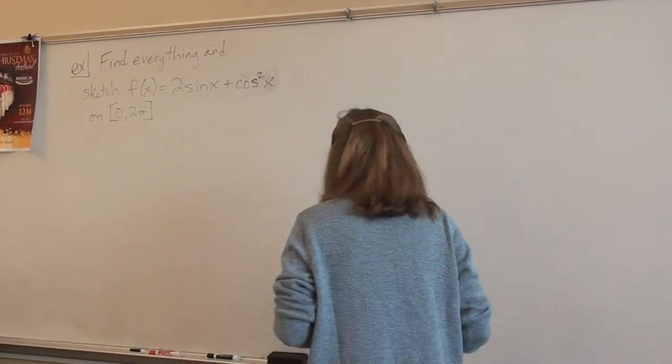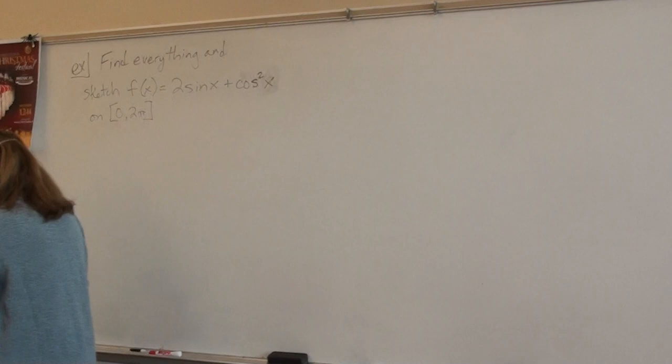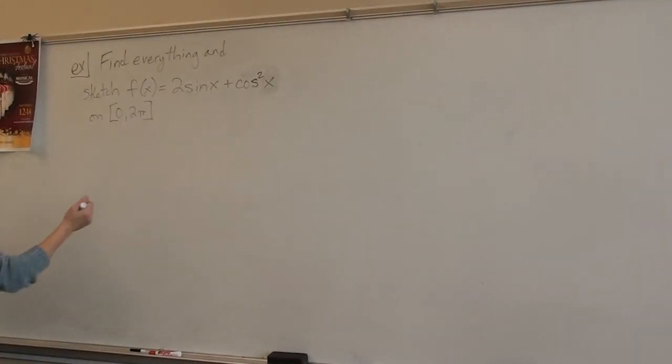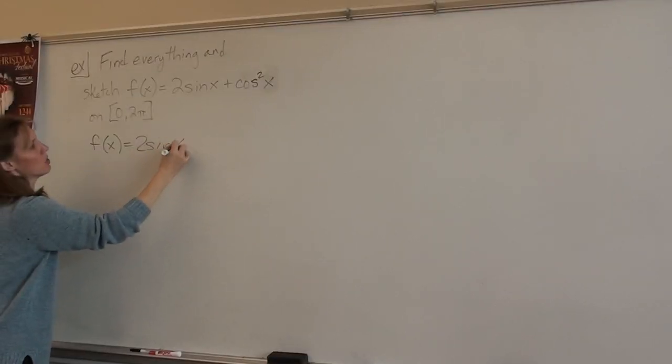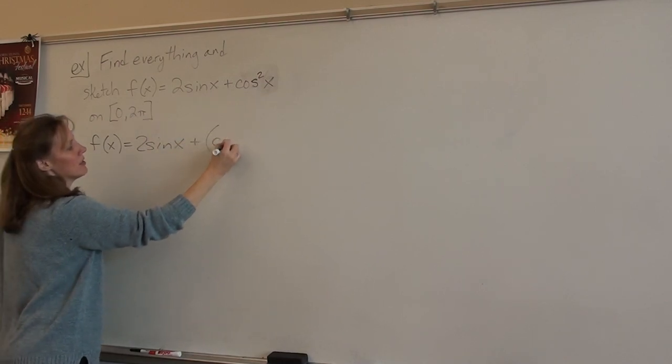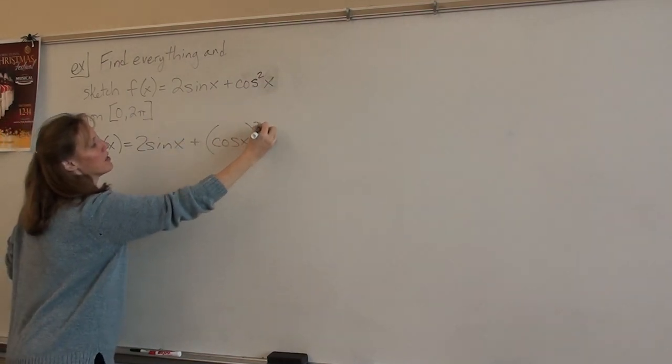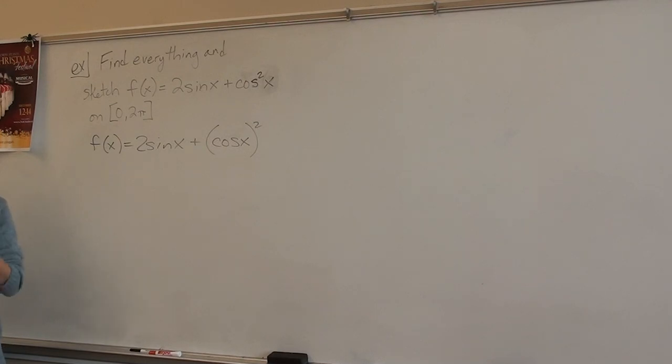Alright, so what's the first thing we have to do? Find the first derivative. Now remember, if it helps, rewrite cosine squared x as cosine x squared. Right? It helps you remember to do chain rule. Is that good? Okay?